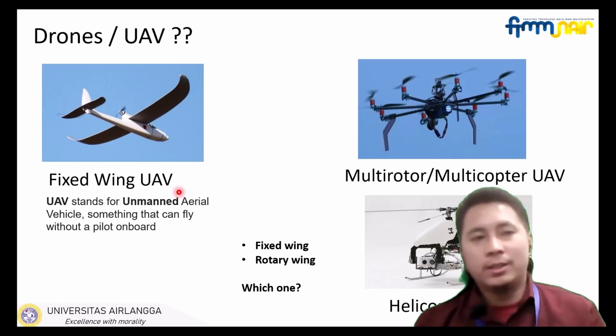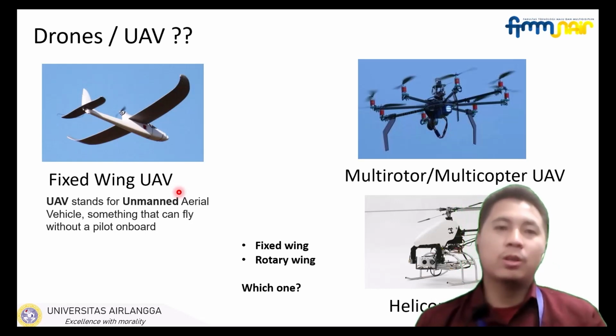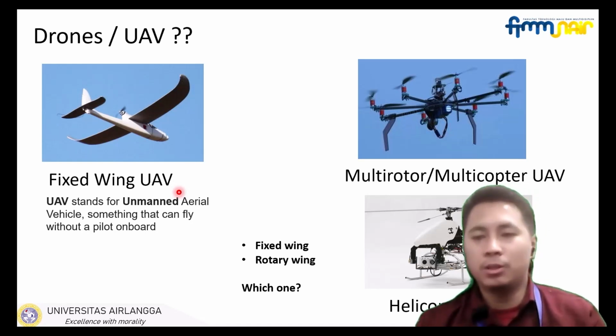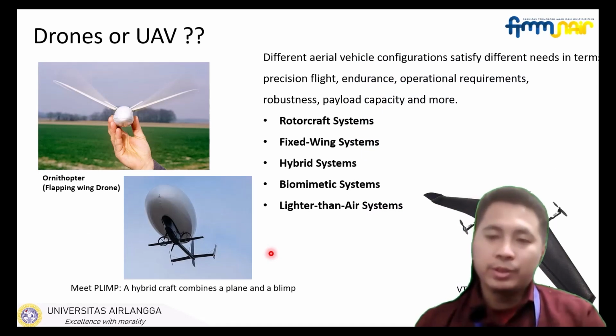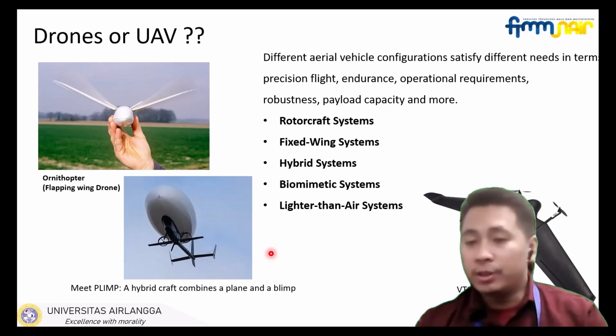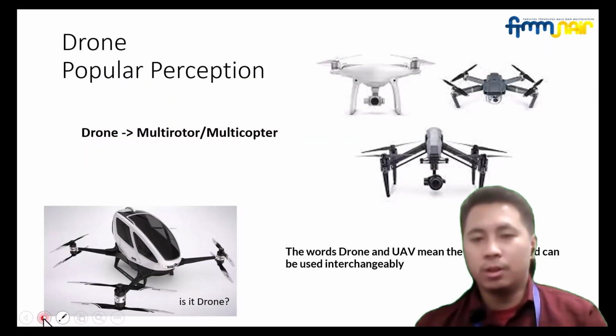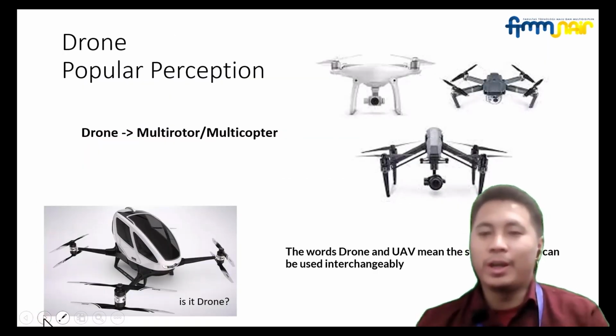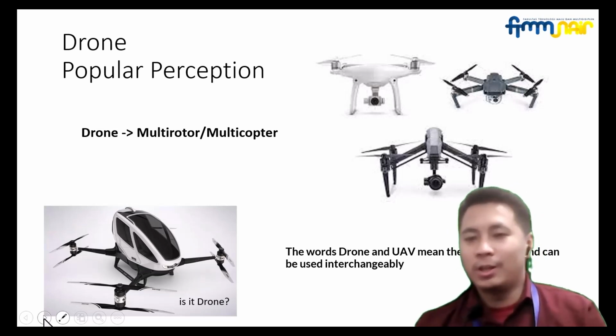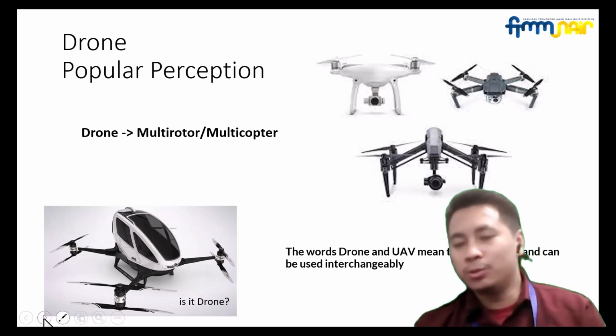Both are aerial devices that can fly with a human remotely controlling them, or in the most advanced cases, they can fly by themselves without any human intervention. There are rotorcraft systems, fixed wing systems, hybrid systems, biomimetic systems that imitate living things, and lighter-than-air systems like a balloon. There are so many drones or UAVs, but in this presentation, I will focus on the multicopter. Why do I keep saying drones? Because the popular perception of a drone is a multi-rotor multicopter.